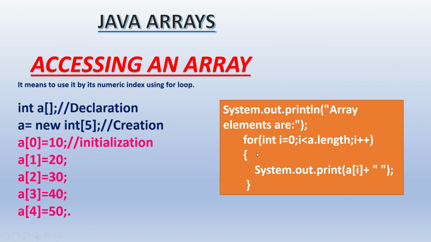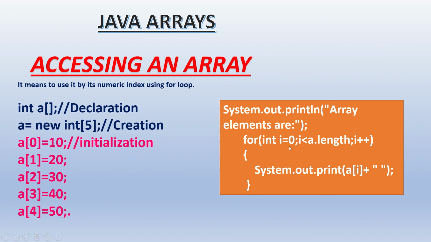Now we need to access this array, right? So access can be done starting from 0. Then it will check over here i less than a.length. That is, a.length is the size of an array. Length is a property of an array which defines the length or size of an array. So a.length is 5. So 0 less than 5, condition true, it will print 10, because at A0 it has the value 10.